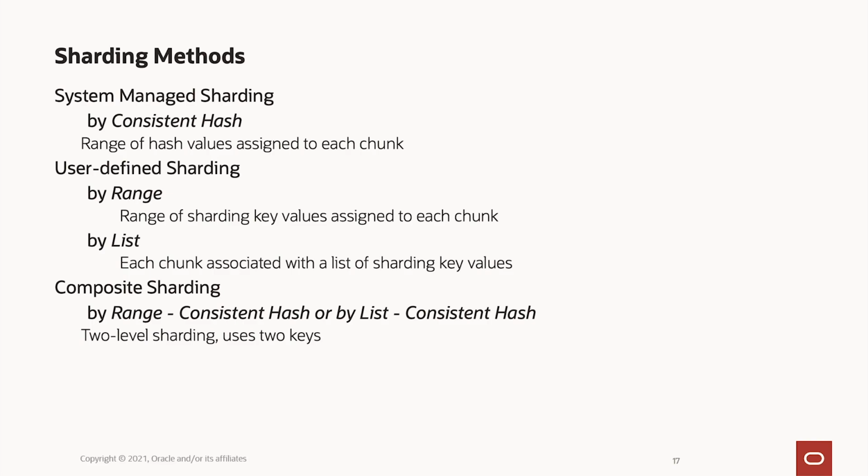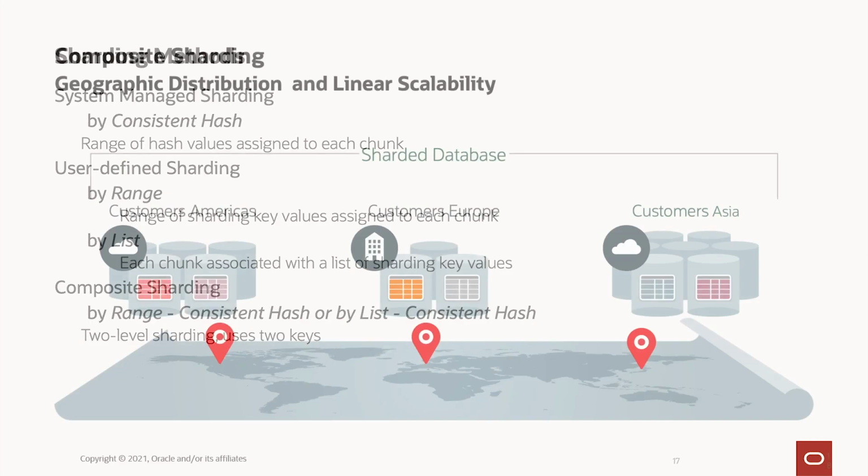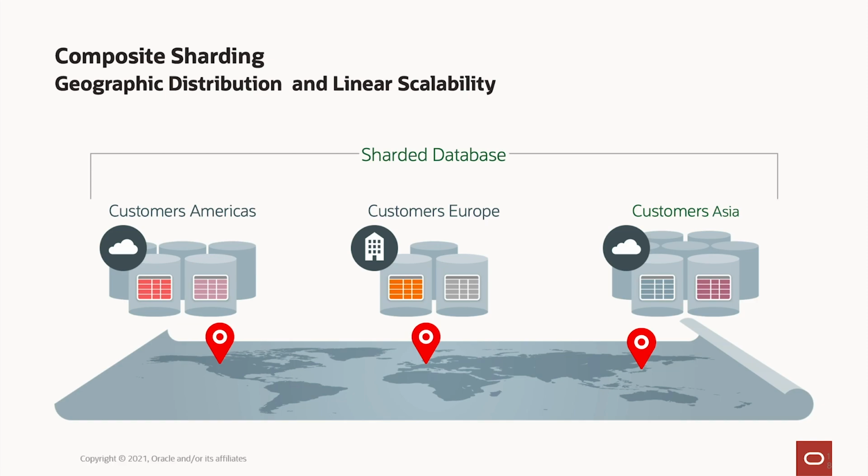The third method is what we call composite sharding, and this is very unique to Oracle. There is no other vendor which I know of that supports something like this, where what we are talking about is having two different sharding methods, each being used with a different sharding key. So we can say first level of sharding is by range, followed by a second level of sharding by consistent hash, or we can say first level of sharding is with list and then consistent hash. So it's two levels of sharding and we are using two different keys. And this is what enables our global database use case.